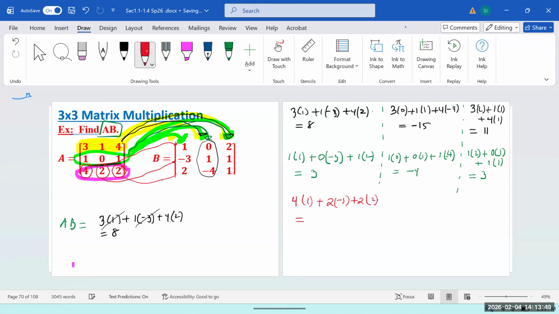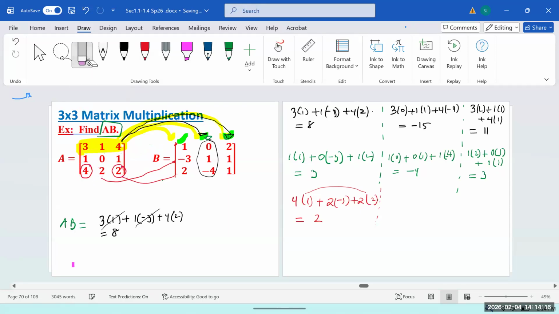So how much is the total? 4 plus -6 plus 4. So 2, I think, right? 4 plus 4 is 8. 8 minus 6 is 2. If I'm not wrong. Okay, then go ahead with the next column.